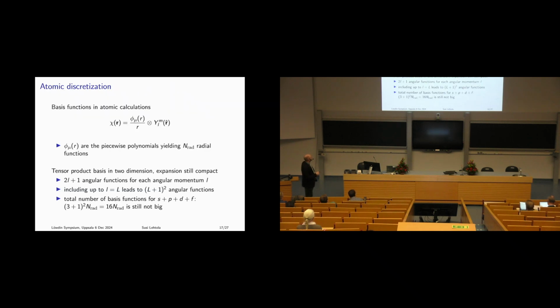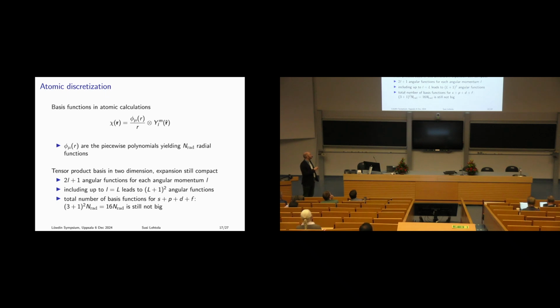So I'm going to briefly talk about how it goes for atoms due to lack of time. Basically, here are my piecewise polynomial basis functions. You divide them by r. This is an established trick in the literature. This just makes it converge way faster. And then I have a tensor product with the spherical harmonics.